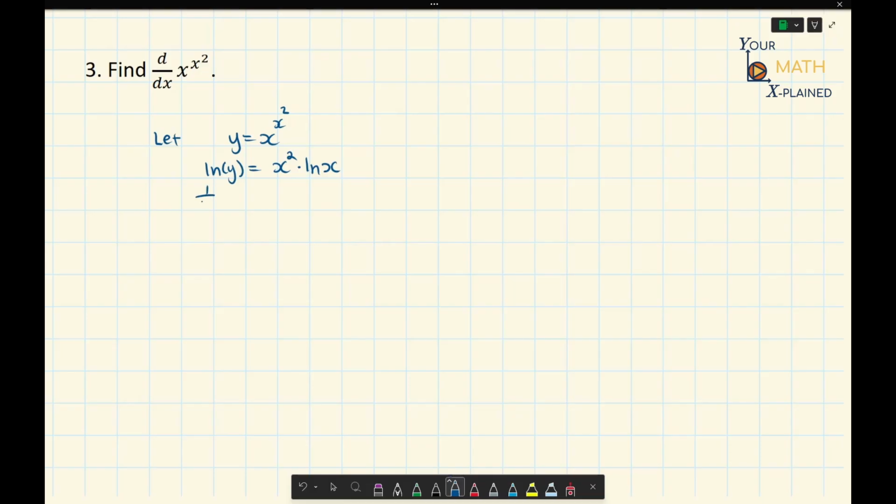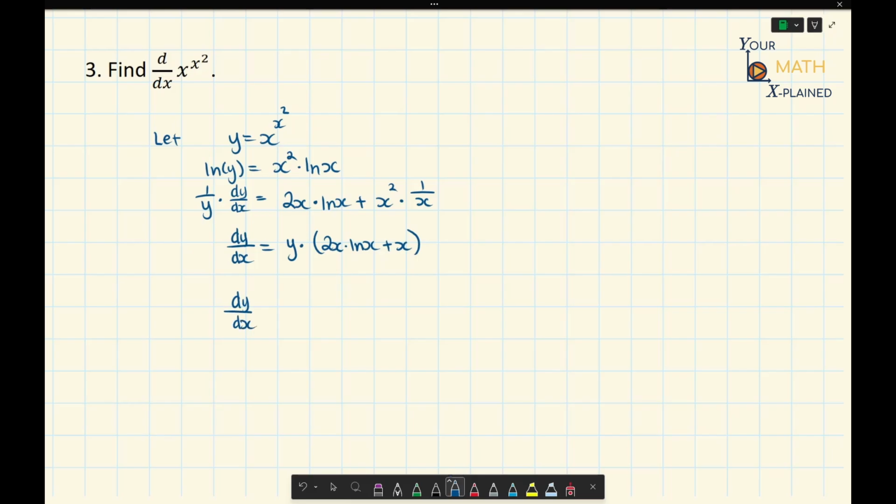So we get 1 over y times dy dx is equal to, and here we're going to have to use our product rule. So we get 2 times x times ln of x plus x squared times the derivative of ln of x, which is 1 over x. Now isolating dy dx is going to give us y times 2x times ln of x plus x. And now the last step is again substituting in the expression for y back into y.